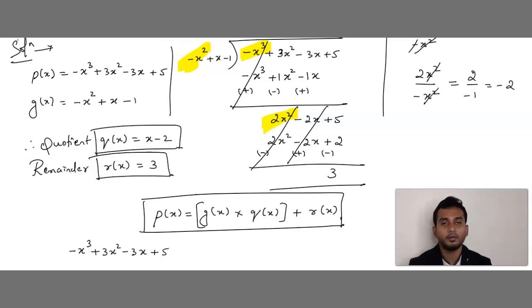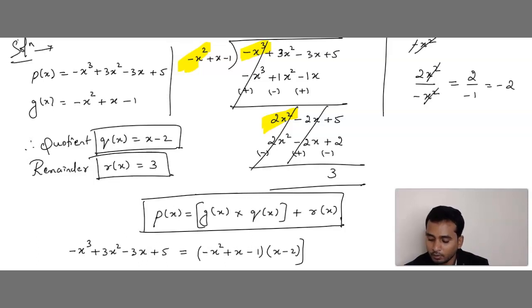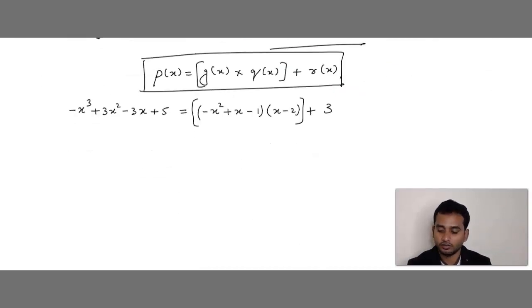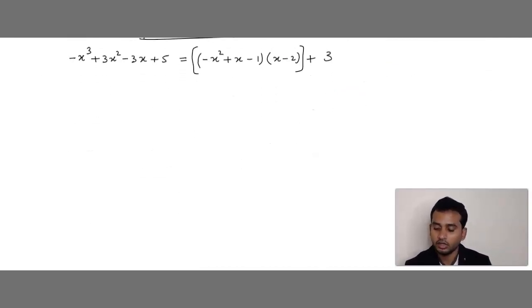This is p of x is equal to, what is g of x? That is minus x square plus x minus 1. Right? So this is g of x into, what is q of x? We got the answer, that is x minus 2. Right? I am writing the bracket here. Plus, what is r of x? That is 3. Now we have to show here LHS is equal to RHS. We have to prove LHS is equal to RHS.